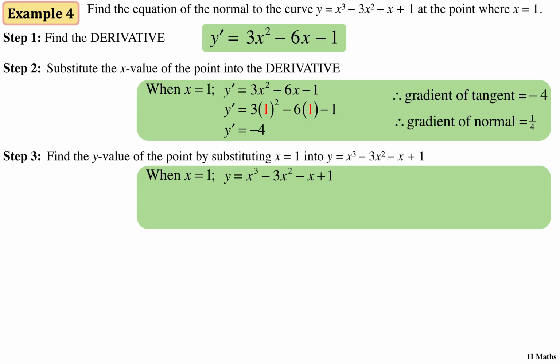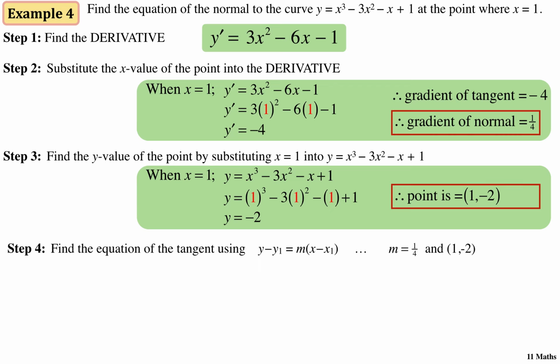Let's find the y value of our point. We know the x value is 1, so we're going to plug that x value back into the original equation to find what y equals. So we plug our x value of 1 back into the original equation, and that generates a y value of minus 2 when you plug that into your calculator. So the point we're interested in is the point (1, -2).